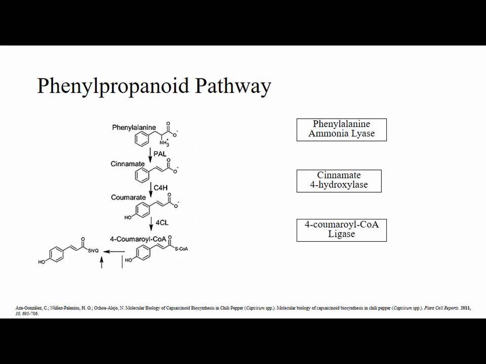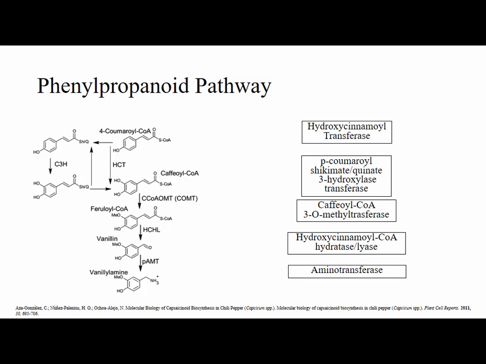All right, so starting off with the phenylpropanoid pathway, we first take our phenylalanine precursor, and we're going to do a phenylalanine ammonia lyase, getting rid of this ammonia group, and that ends us with cinnamate. From there, we're going to perform a cinnamate 4-hydroxylase, which will put on the hydroxyl group right here, giving us coumarate. And then we do a 4-coumaryl-CoA ligase, which will then put on this CoA ligand right here.